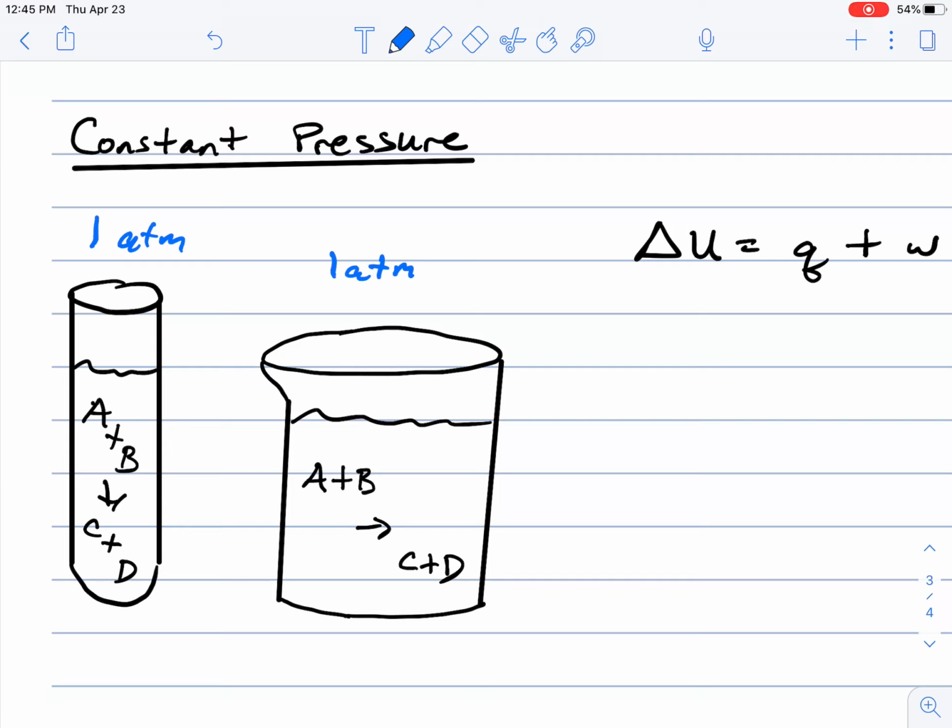The atmospheric pressure is going to change based on the altitude of where you're performing that chemical reaction. But regardless, if you're performing that chemical reaction at that specific altitude, it's still going to be under constant pressure.